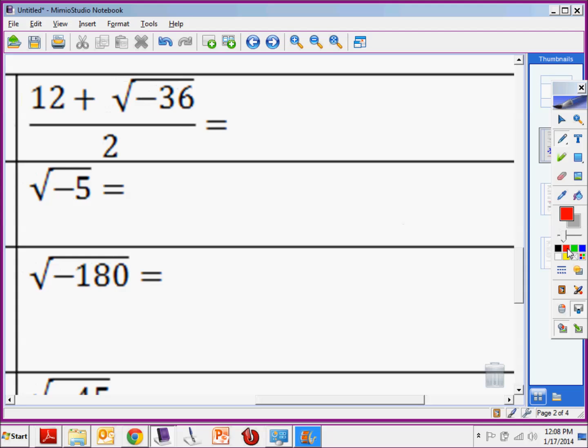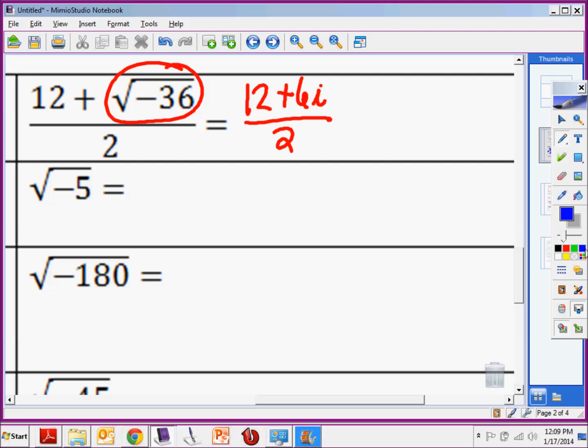Okay? So on this side, we have 12 plus, guys, 12 plus the square root of negative 36 divided by 2. So the first thing I need to deal with is my negative. So when I take this apart, it's going to become 12 plus what? 6 what? 6i over 2. Now you simplify by reducing.